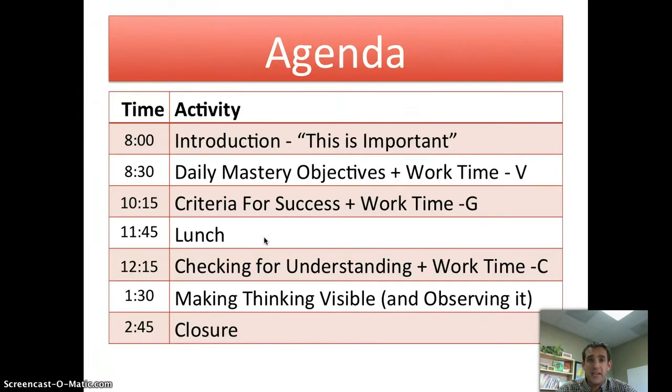To give you a sense of the agenda of how we're going to put all this together, we're starting with a really brief warm-up on "this is important." In order for students to think something's important, it has to actually be important. So we want to find out from you what you think is important and how it shows up in your curriculum. And then Viviana's going to lead this section on daily mastery objectives. And after that, there'll be about 30 to 45 minutes of work time. So it's important that you bring things that you can work on, like lesson plans or other materials, because you'll have a significant amount of time to try to actually write daily mastery objectives for upcoming lessons.